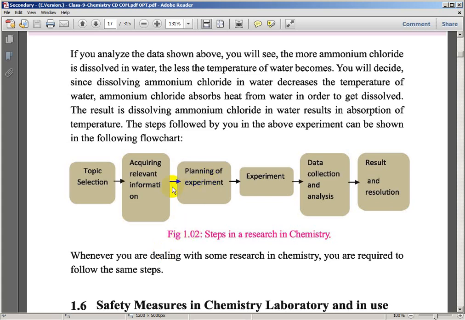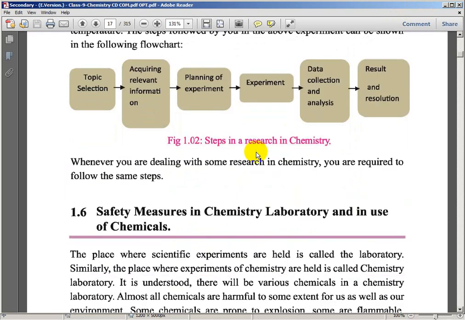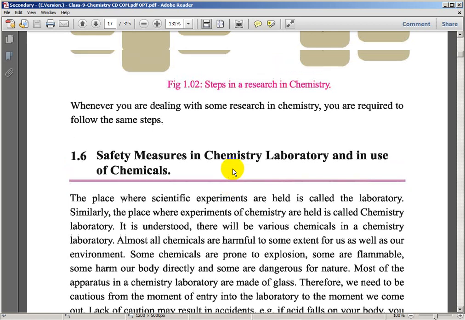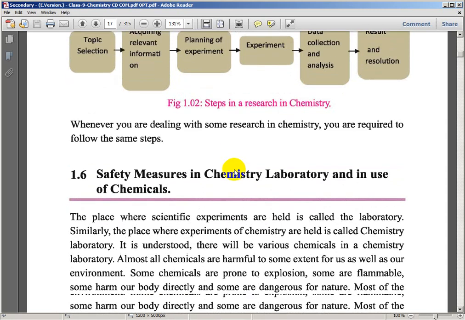Okay, how many steps? 1, 2, 3. How many steps here? 6 steps. What is the first step? Topic selection. What is the final step, the sixth step? Result and resolution. And the fourth step?